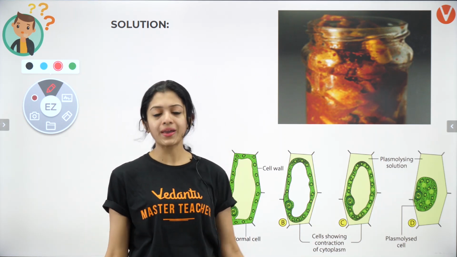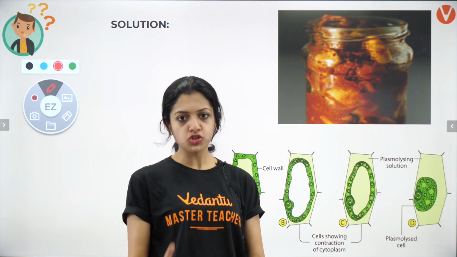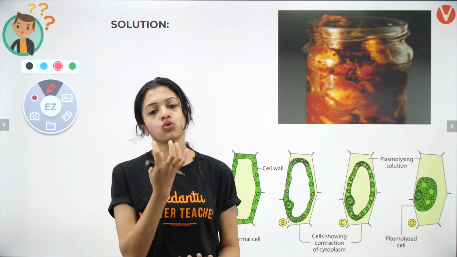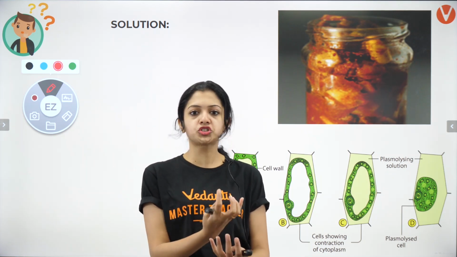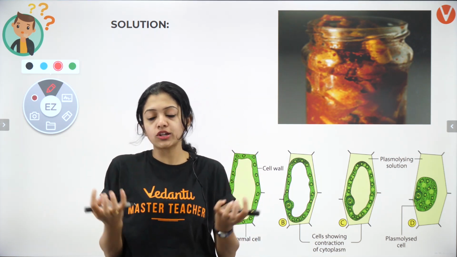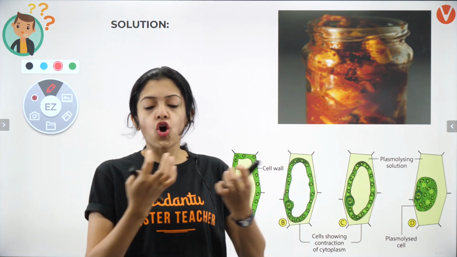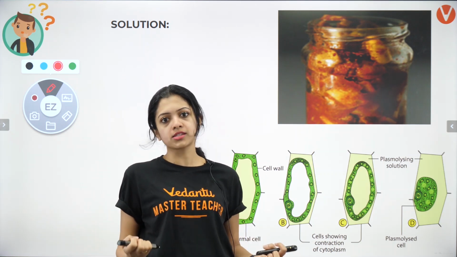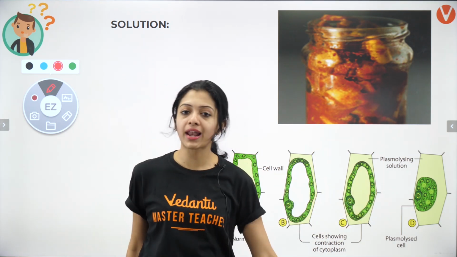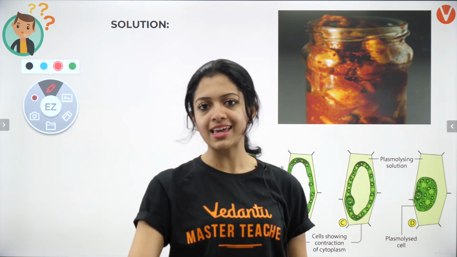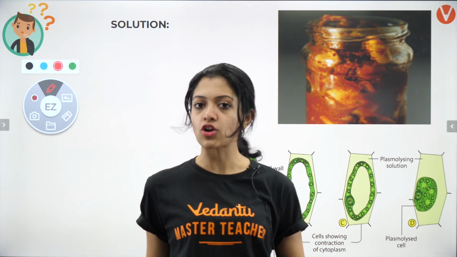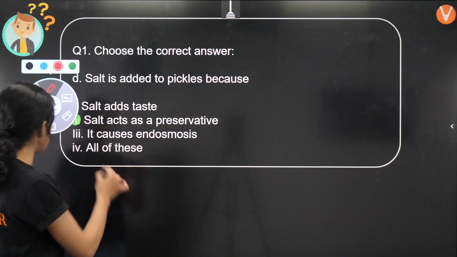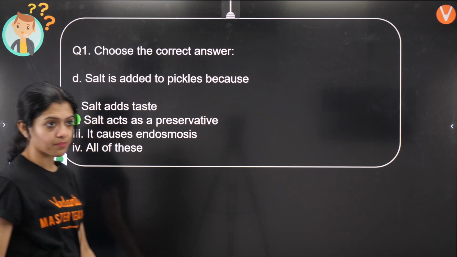So what do we do? We add a lot of salt to the solution of the pickle, so that if at all there is any bacterial growth in the pickles stored in the jar, the salty solution outside can draw out everything inside the sap of the cell of those organisms, causing it to plasmolyze, which means it is ultimately killing it. They cannot survive in that environment, the highly saline environment. So yes, the answer is it acts as a preservative.